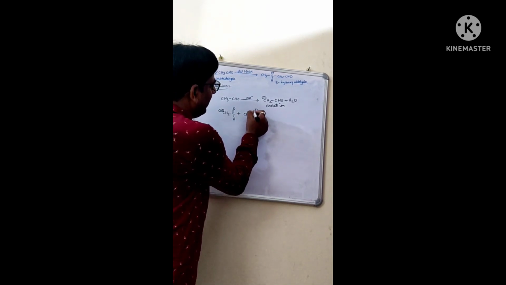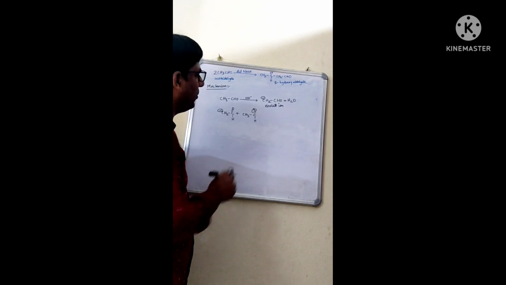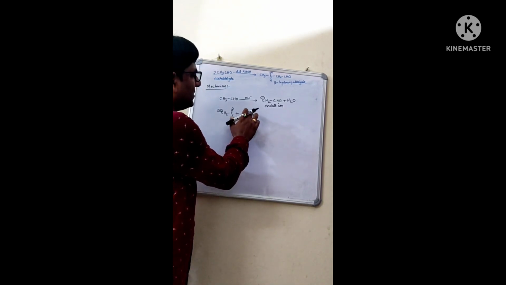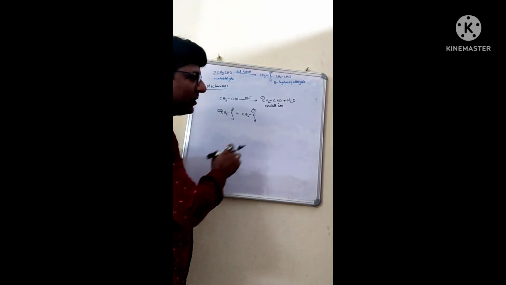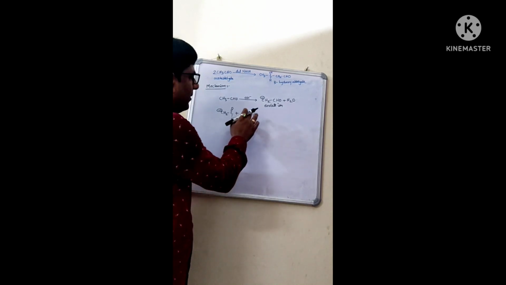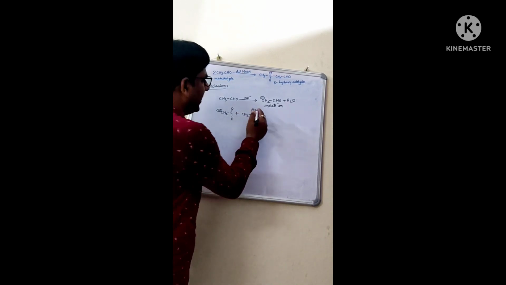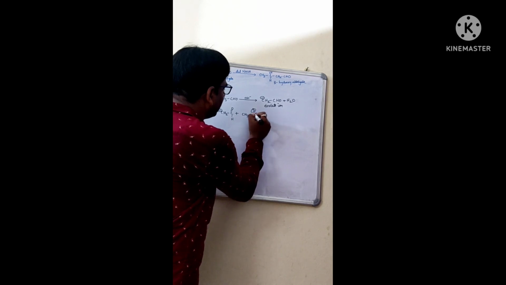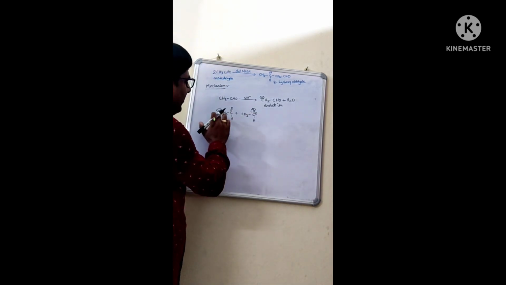How will we generate the electrophile? We will take this bond up to the oxygen, means 2 electrons are shifted towards this oxygen, because this oxygen is more electronegative. It will pull the electrons. When it pulls the electrons, here you will get what? You will have a positive charge over here. Now already we have the negative charge.